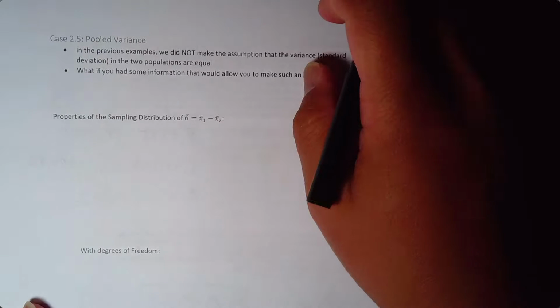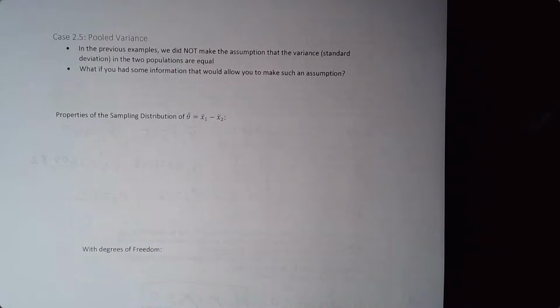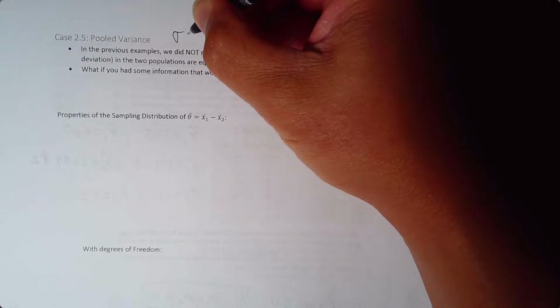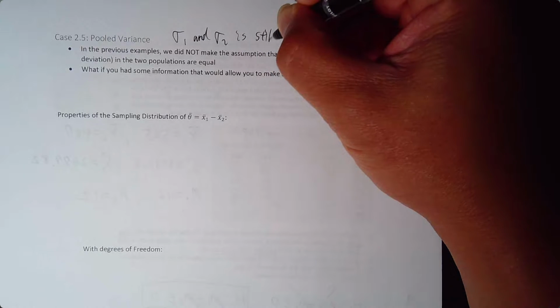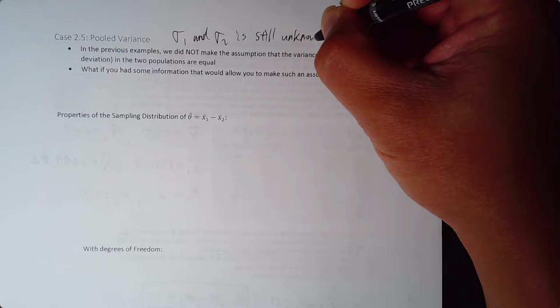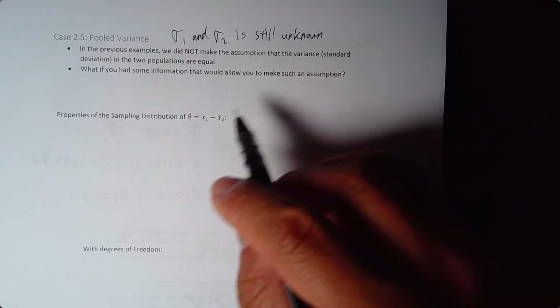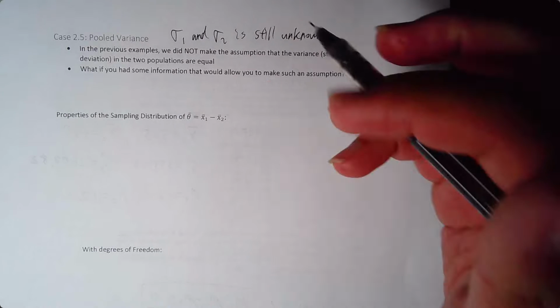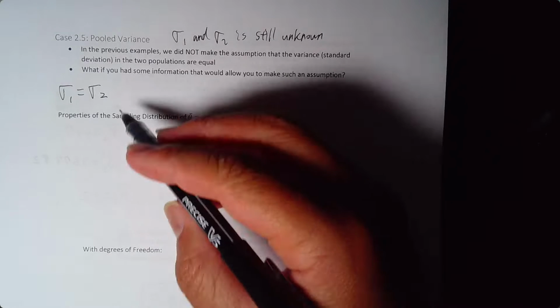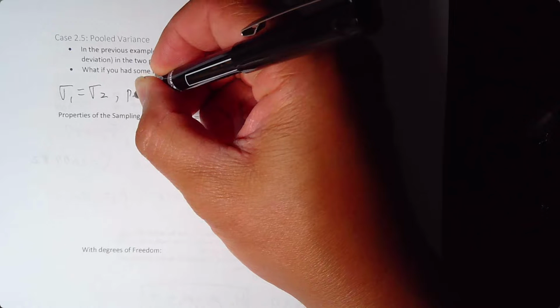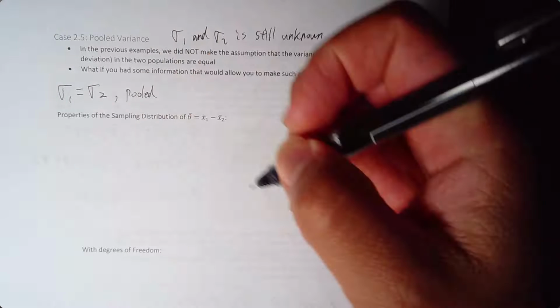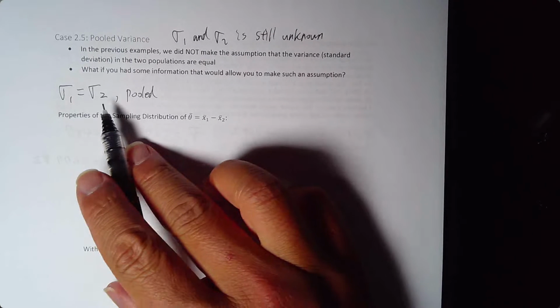Okay, now here's another case. I call this case 2.5. Now, case 2.5 is that sigma 1 and sigma 2 are still unknown. However, what if we have some additional information that lets us make an assumption such that sigma 1 equals sigma 2? So we call this pooled variance. The variance is pooled, which means the variance of the two populations is the same.